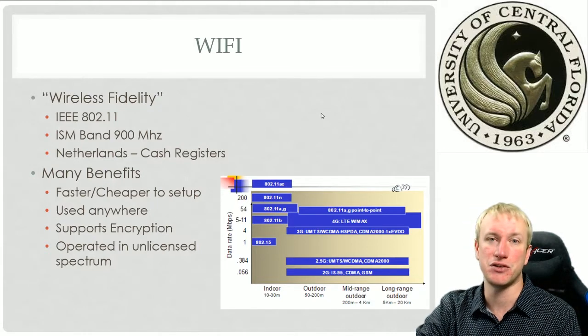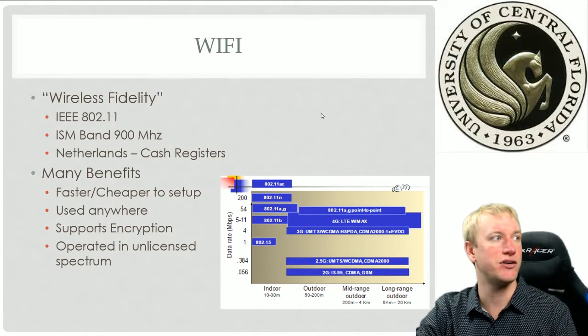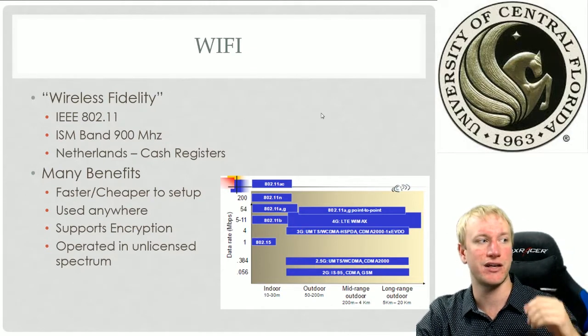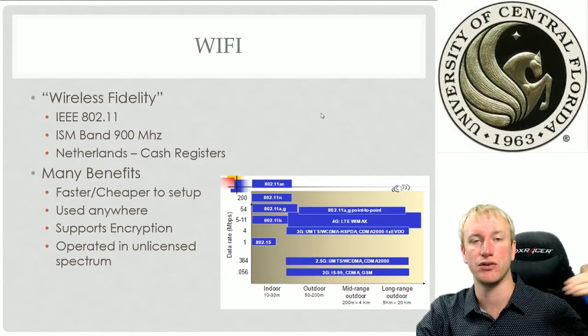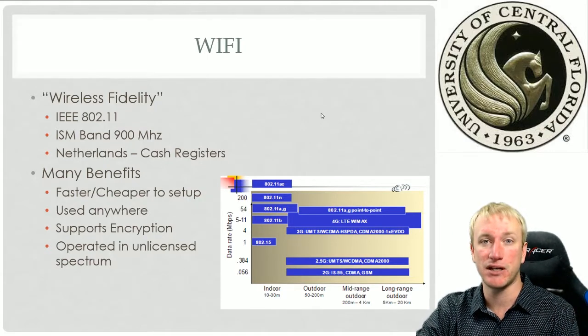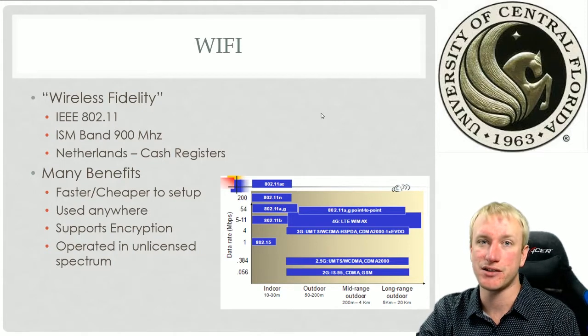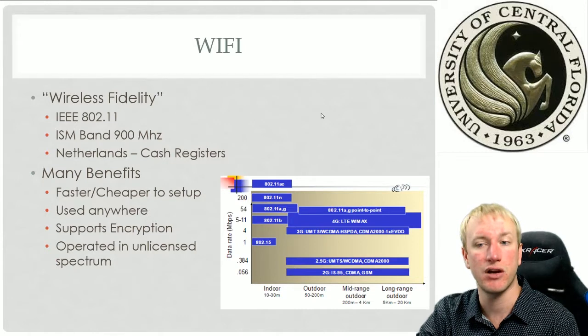And there are many benefits to it, which is why it's caught on. It's really fast, it's cheap to set up, it's used anywhere. I can go to Japan if I want and hook to Wi-Fi. I don't have to buy another hardware piece or install a driver. It's just automatically there. It does by default for the most part support encryption, and it does operate in an unlicensed spectrum, so I don't have to pay every time you use Wi-Fi.